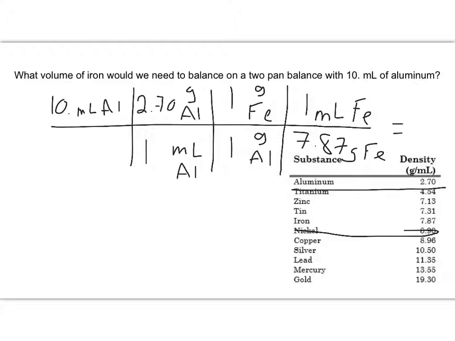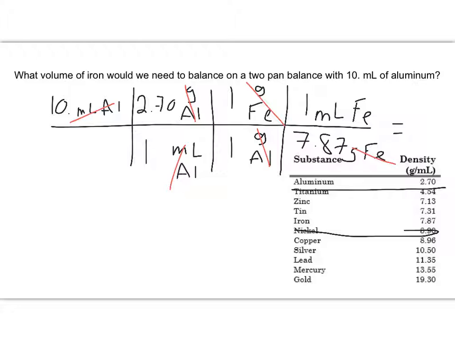Now, all we're going to do is multiply entirely across the top, and then divide by each of the bottom numbers that we have. So the nice thing about that is that by doing so, any units that we find on both the top and the bottom are going to cancel out. So milliliters of aluminum drops out, grams of aluminum drop out, grams of iron drop out, and our final answer is going to be in milliliters of iron.